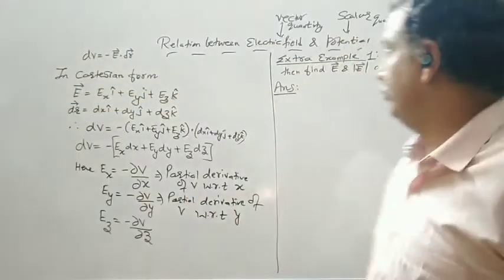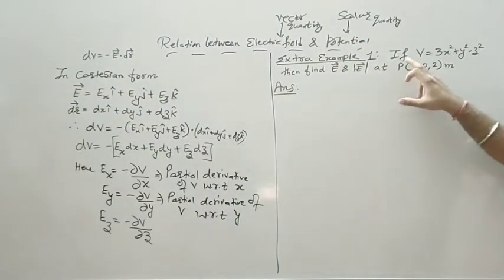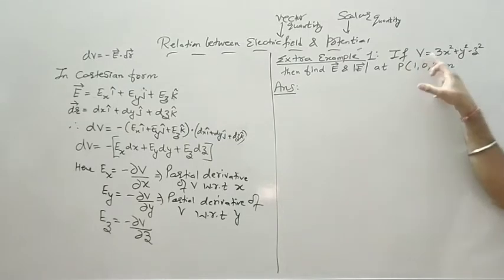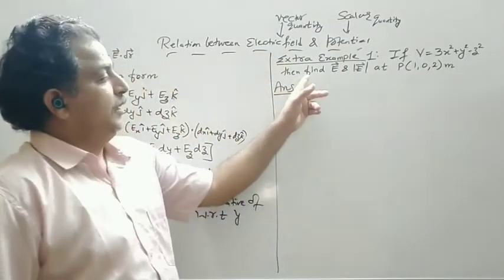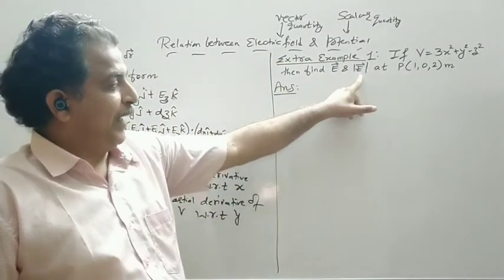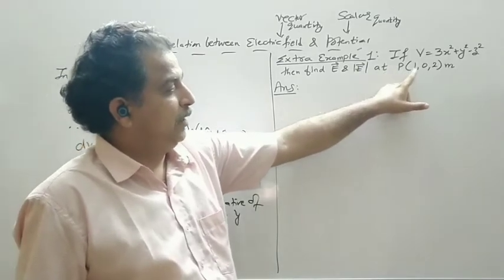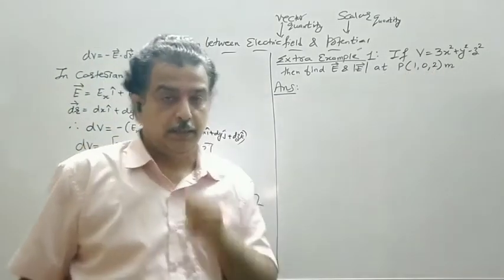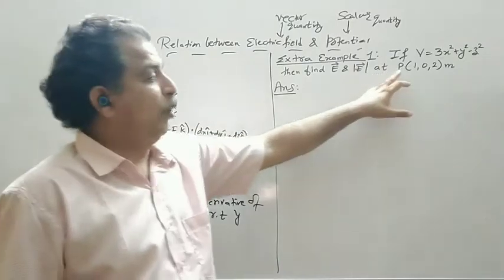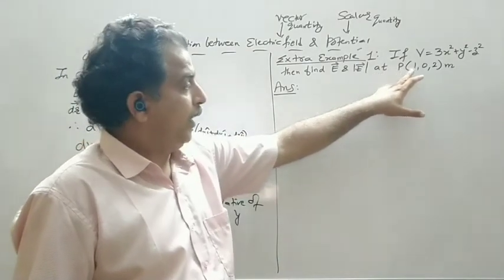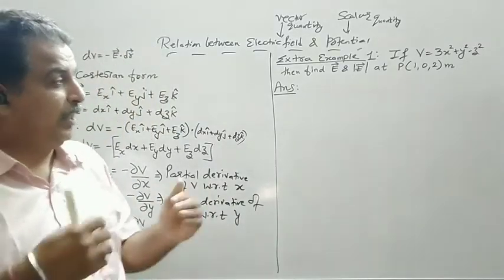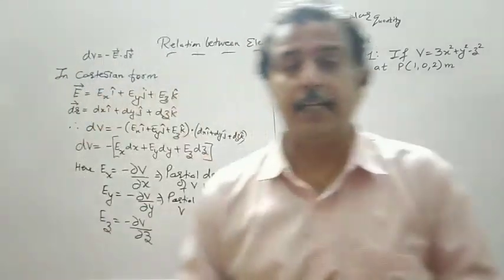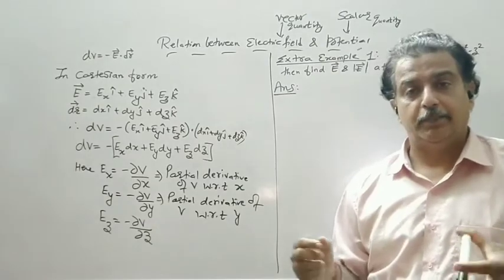Now see an example. If v is equal to 3x square plus y square minus z square, so one equation is given to us. Find E vector and its magnitude at point P (1, 0, 2) meter. So now clearly the point is in xz plane. Now we have to find out the electric field intensity as well as its magnitude.